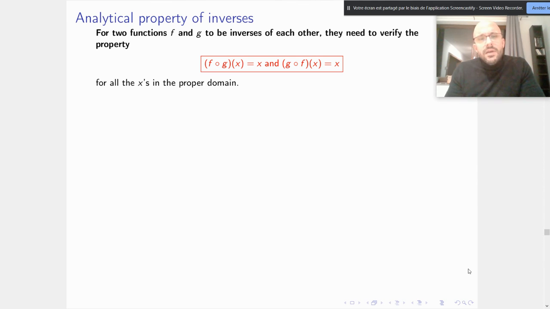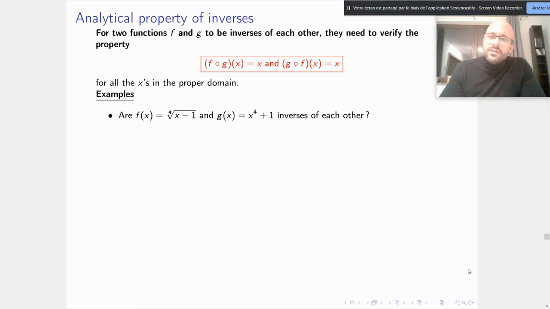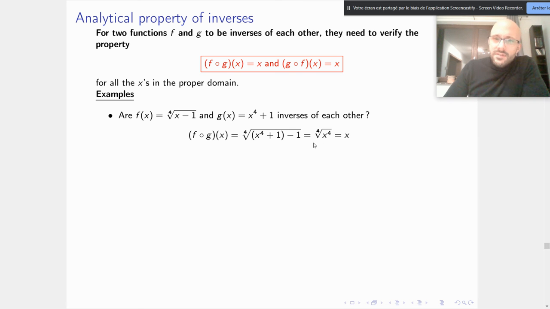So let's try it on some examples. If we take those two functions, they are pretty complicated, isn't it? So we'll check this property. Let's calculate f after g and g after f. So f after g, we take the expression of f and replace the x by x to the fourth plus 1. So here the plus 1 and the minus 1 cancel. We have this, and of course, the fourth root and the x to the fourth cancel, and it gives us x. So it's okay.